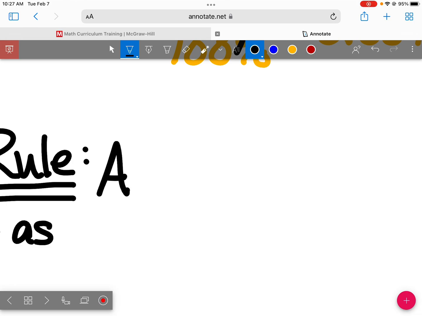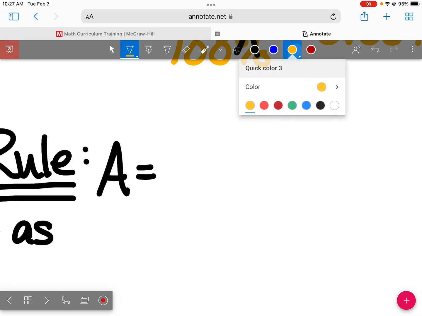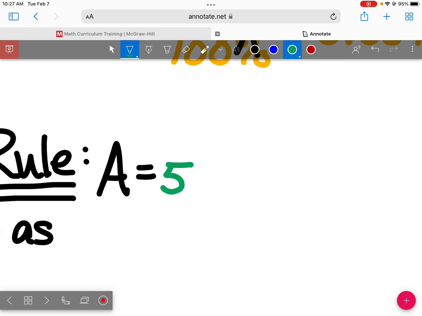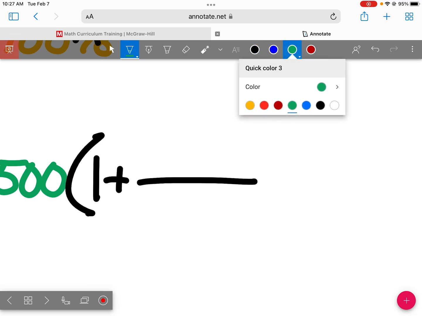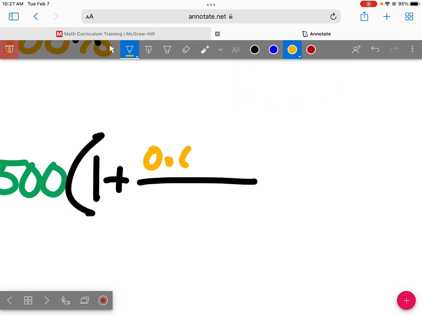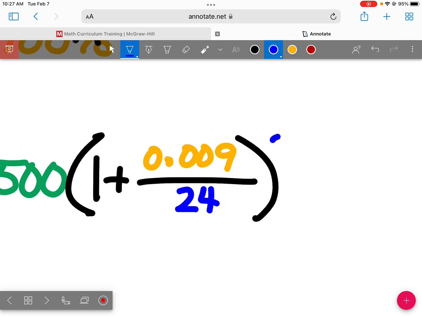So my function rule would be A equals 500 times 1 plus 0.009 over 24, to the power of 24 times t. So we can just write that as 24t.